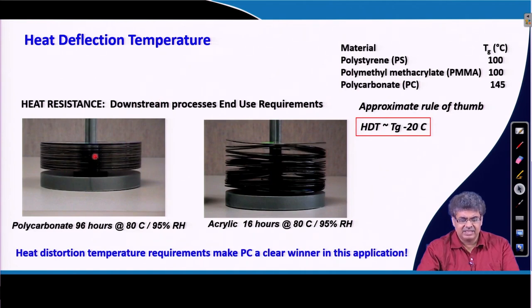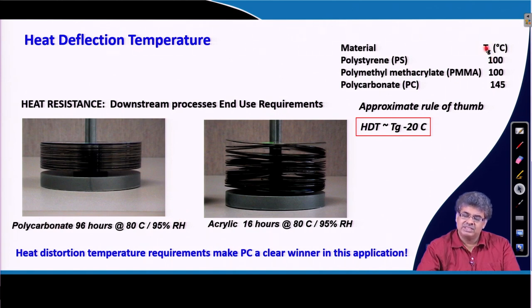Practical example, like if we talk about DVDs or CDs made up of polycarbonate and polymethyl methacrylate. In both these cases, the Tg in this case is about 100 degree centigrade, and in this case Tg is 145 degree centigrade. But look at the experiment done, this is at 80 degree centigrade. So, in this case, under the load of the series itself, they actually become bent and non-usable, whereas polycarbonate is unaffected at this temperature and this humidity.